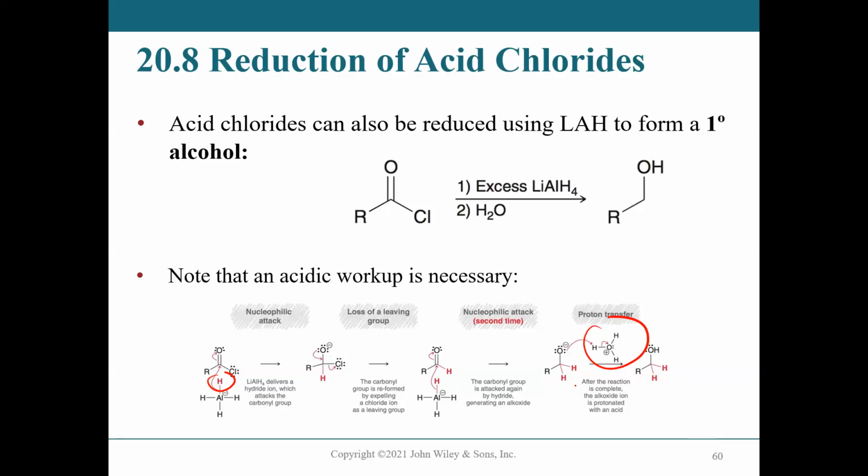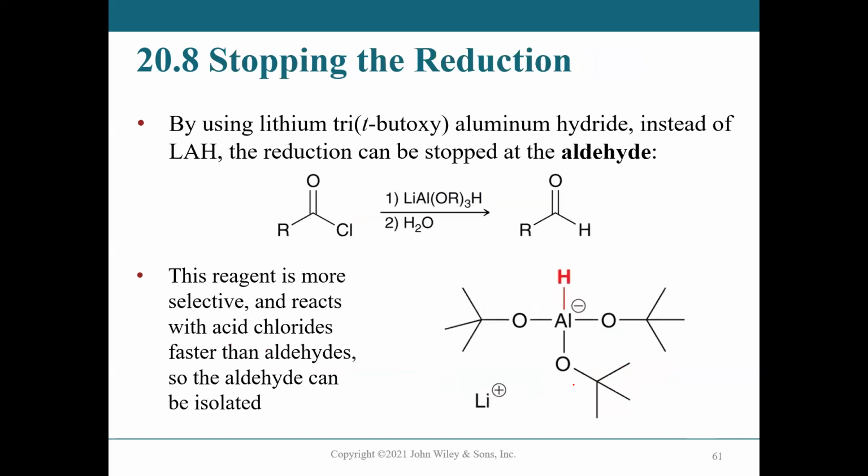This reaction has little practical value because acid chlorides are generally prepared from carboxylic acids, which can simply be treated directly with lithium aluminum hydride to produce the alcohol. So by using lithium tri-tert-butoxyaluminum hydride instead of lithium aluminum hydride, the reduction can be stopped at the aldehyde. So if you want to stop it at the aldehyde, please use this reagent.